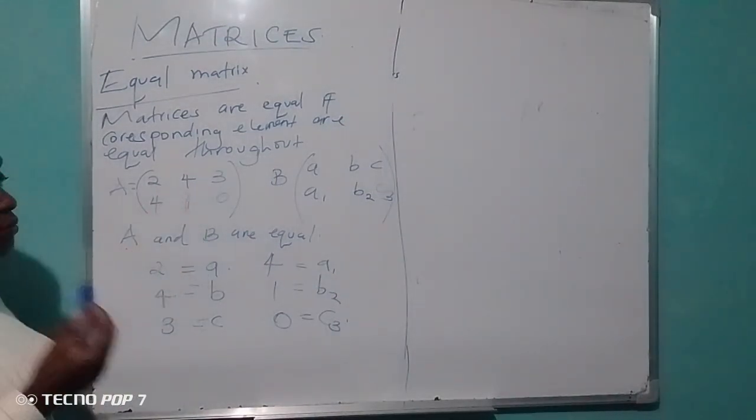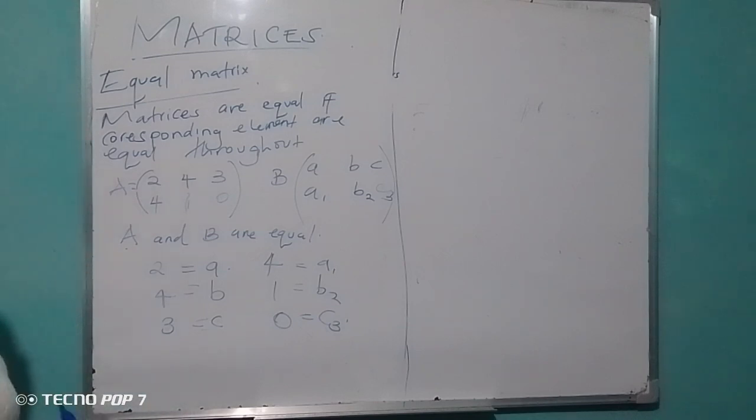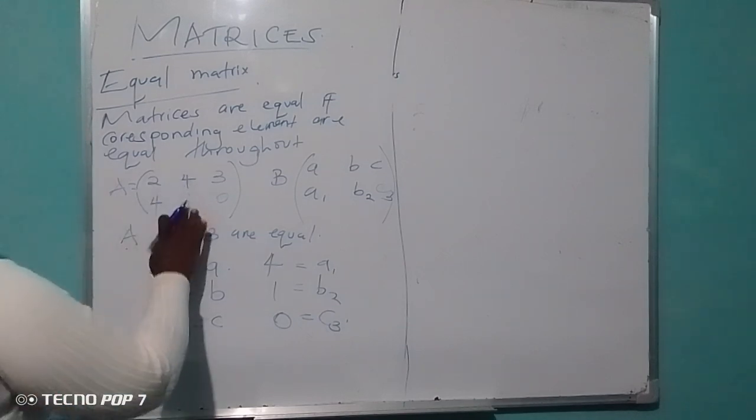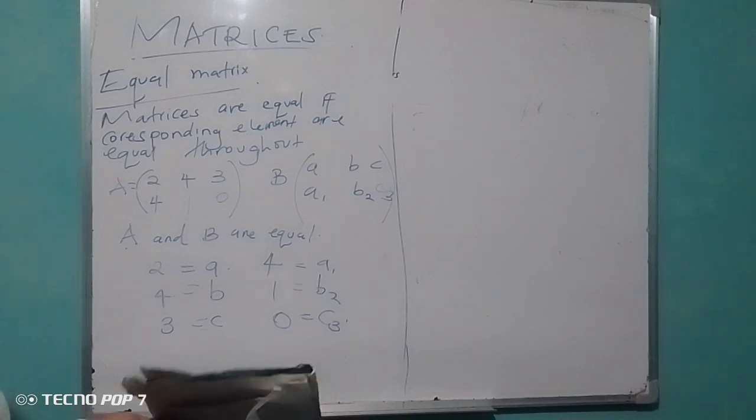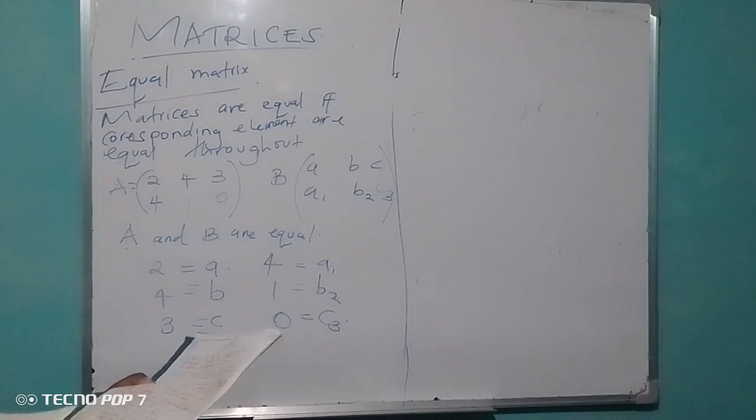So if you know equal matrix, so we should back up. I hope it's clear. So equal matrix, corresponding elements are equal throughout.